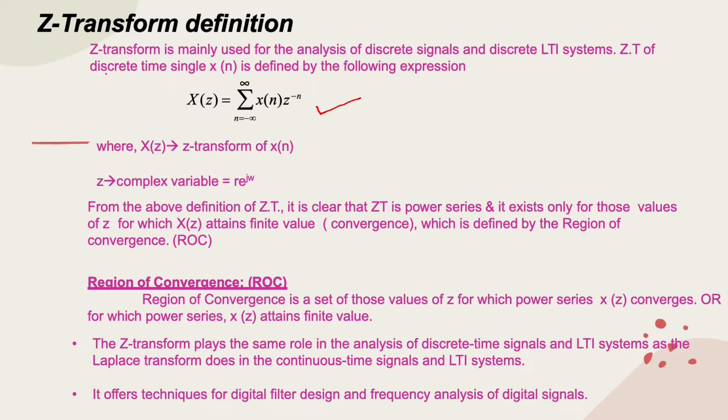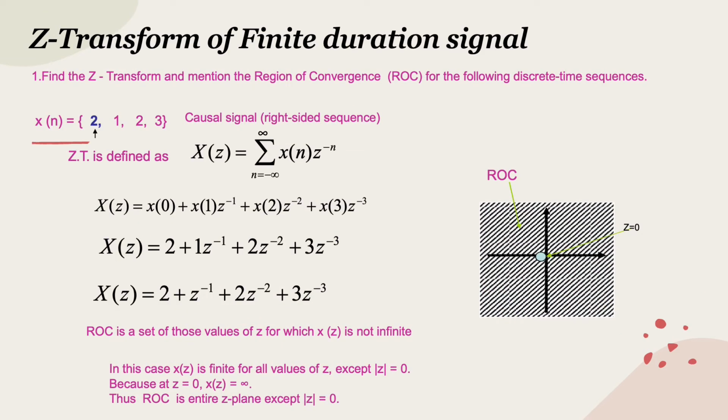Another important term is region of convergence. The region of convergence is nothing but the values of z for which X of z converges. Converges is nothing but it attains a finite value. So the Z transform is used to analyze digital filter design. Now we can see the problems.